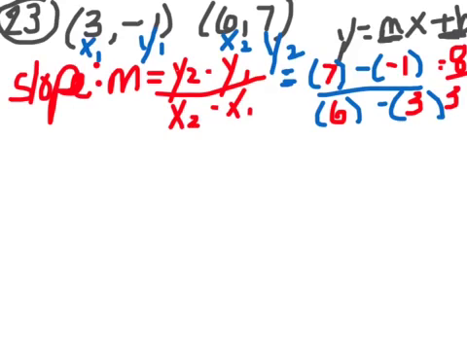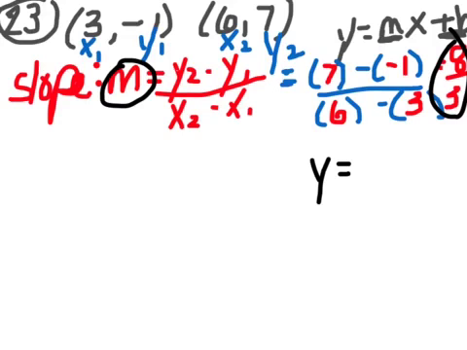Okay, good. I'm going to kind of keep up with my equation over here. I have y equals, my slope here, my m is 8/3. It's way over here now. And I've got an x, but I don't have my b, so I need to find my b. So let me come over here. What am I going to do?